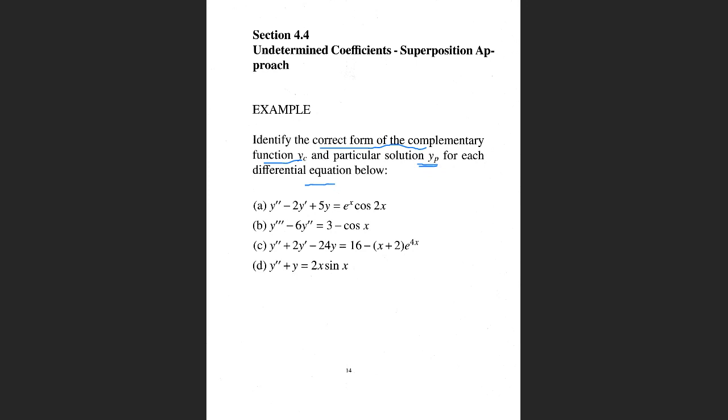Okay, who needs a little more time to copy? I'm done. All right, very good.